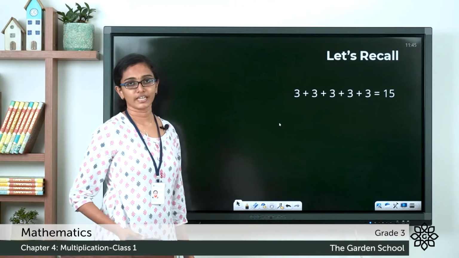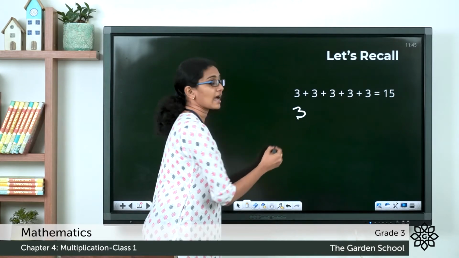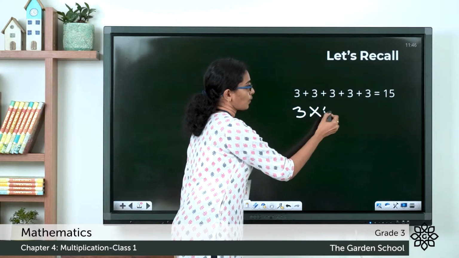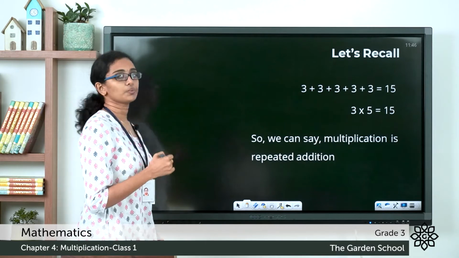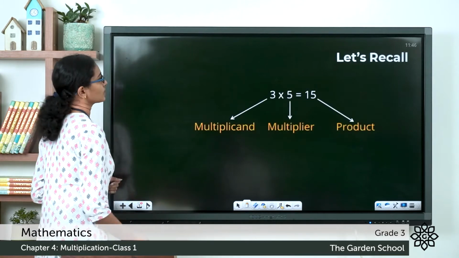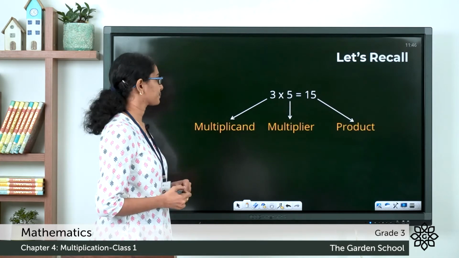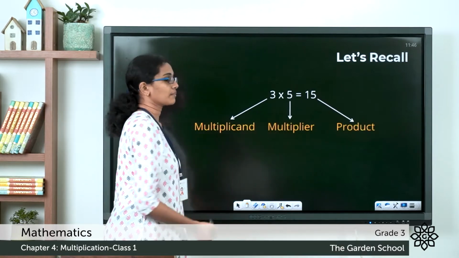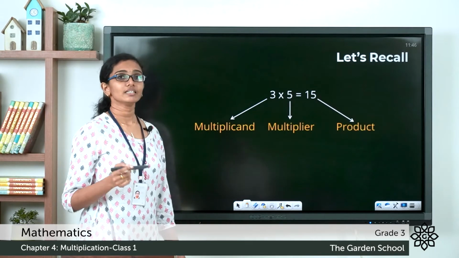So in terms of multiplication, we can write this as the number 3 is repeatedly added to itself 5 times. So we can write 3 into 5 is equal to 15. And we say multiplication is actually repeated addition. Now, look at this multiplication fact once again. 3 into 5 is equal to 15. And this number 3 is the multiplicand here, 5 is the multiplier here, and the answer 15 is the product here.